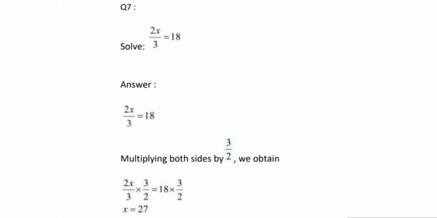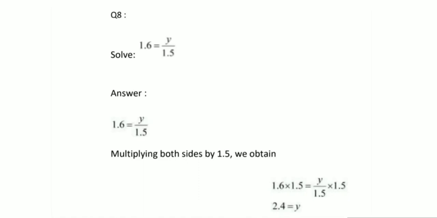So on the left hand side, 3 and 3 will cancel, and 2 and 2 will cancel, okay. And on the right hand side, 2 9s are 18, and 9 into 3 is what? 27. So the answer is x is equal to 27. Now come to the next question.